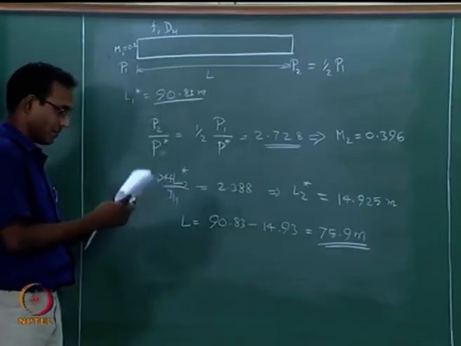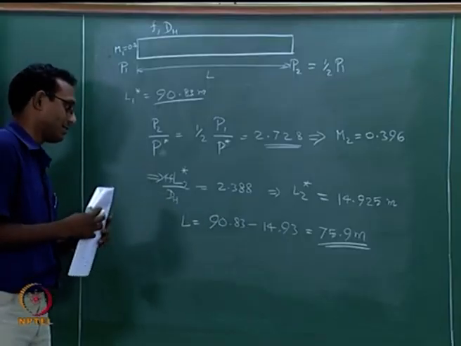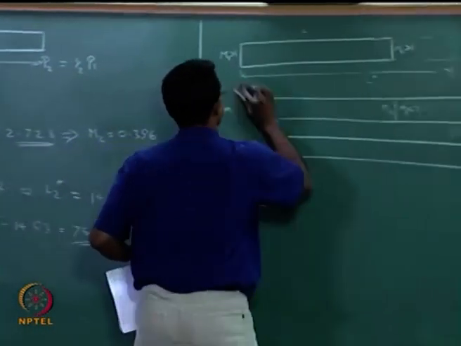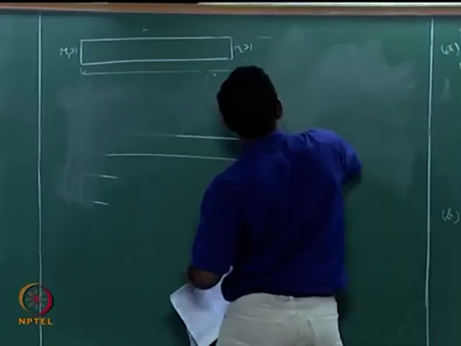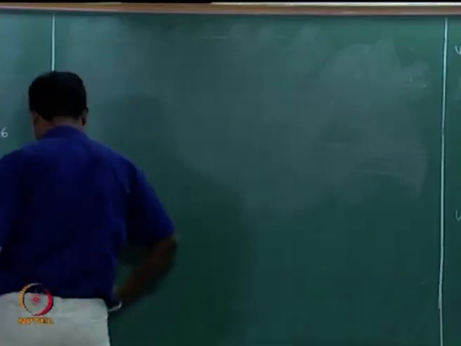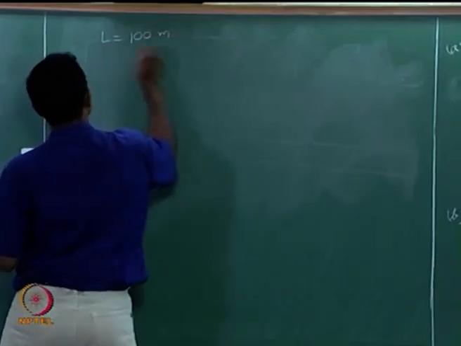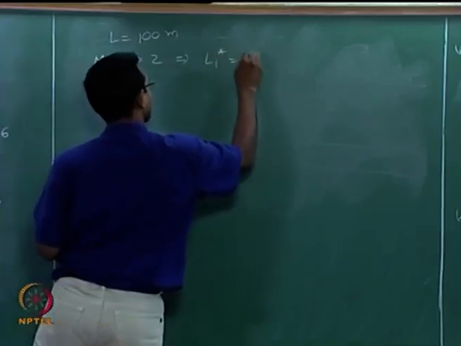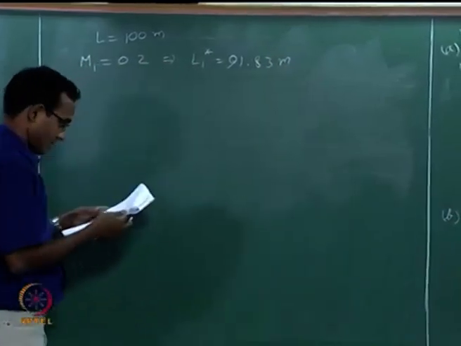That is the idea of that particular problem. Now, we still did not do a case where I have a subsonic entry and my length is more than L star. So, we will pick a case where I have a subsonic entry and my length is more than L star. Let us say I have only 100 meters. 100 is a very nice number, slightly above 90. So, I will just pick 100. I am going to say my L equal to 100 meters, M1 equal to 0.2, which gives my L1 star equal to 91.83 meters. These are the numbers we have.